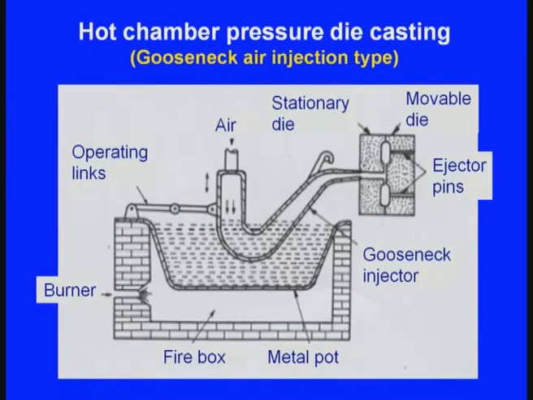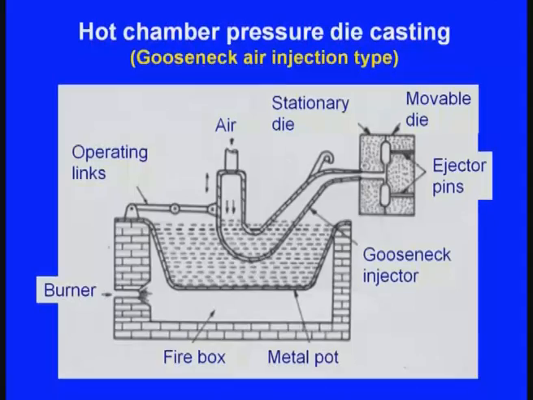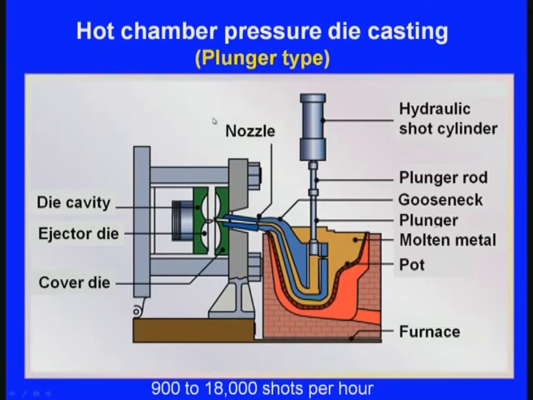Again, the molten metal from the metal pot enters into the gooseneck injector, the air will come, and because of the pressure of the air, the molten metal will be injected into the cavity between the two dies. So, this process goes on, and no need to carry the molten metal from a far away place and then pour it, no, such business is not there. That is how the rate of production will be faster in the case of the hot chamber pressure die casting process.